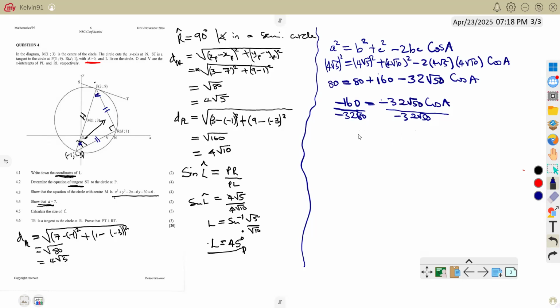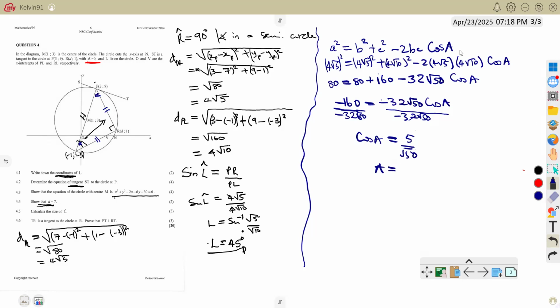So here you will be left with cos a, because this will be gone, will be equal to 32 enters here how many times? It's 5. So 5 over root 50. Therefore your a is, sorry, it's not a here.